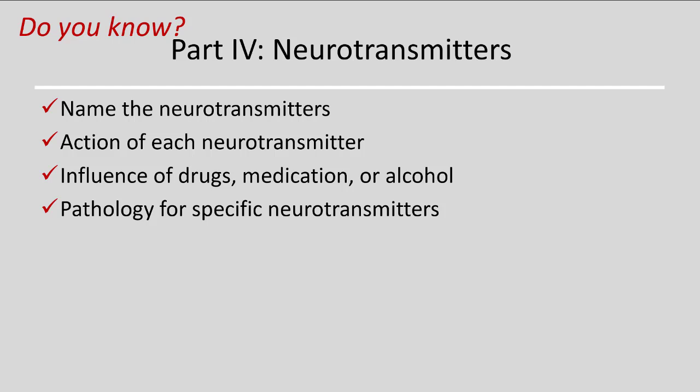So for the neurotransmitters, you should know the name of each one. You should know what each neurotransmitter does and the influence of drugs, medications, or alcohol on them, as well as pathologies for certain specific neurotransmitters. We talked about Alzheimer's disease, we talked about depression, aggression, as well as Parkinson's disease.